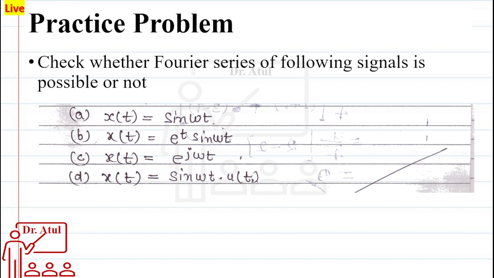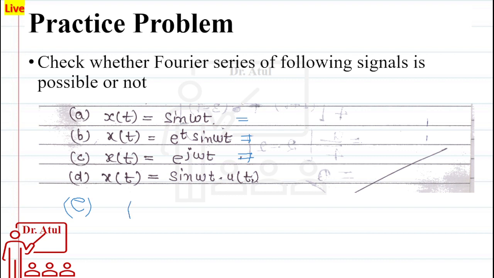Now, for your practice, some questions are given and you can note them down and write the answers to these questions in the comment box of the video for all five. For the first, whether the Fourier series is possible or not. For the second, whether the Fourier series is possible or not. So you have to write A possible, B not possible, C not possible, whatever is coming. Do not write like this.